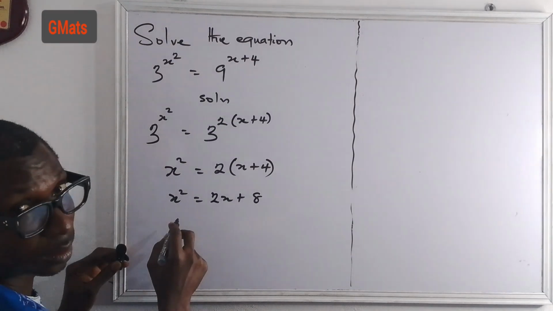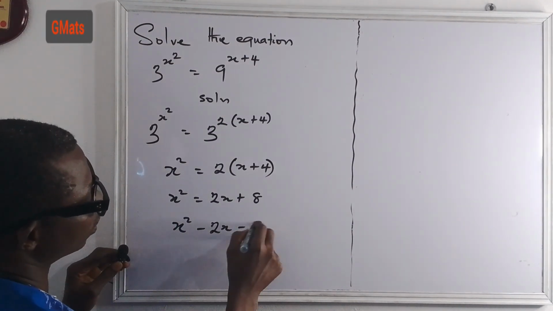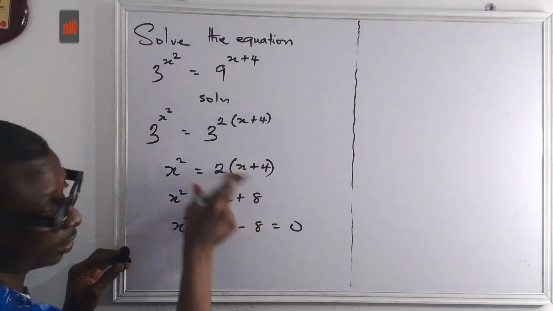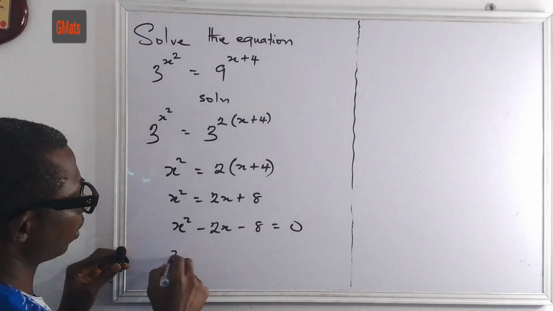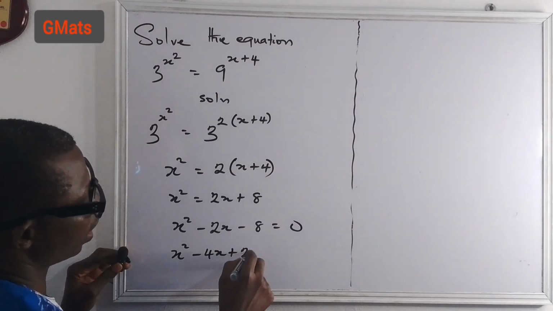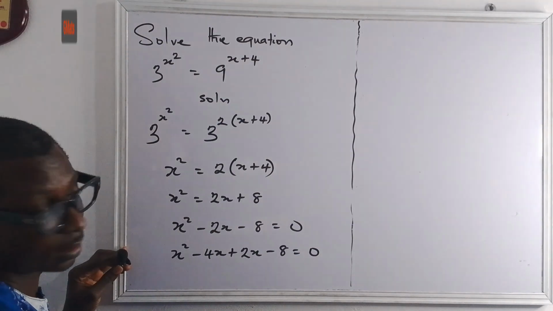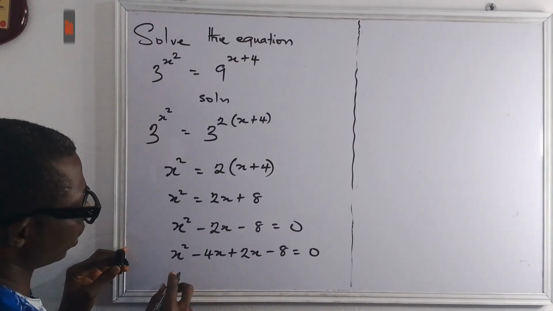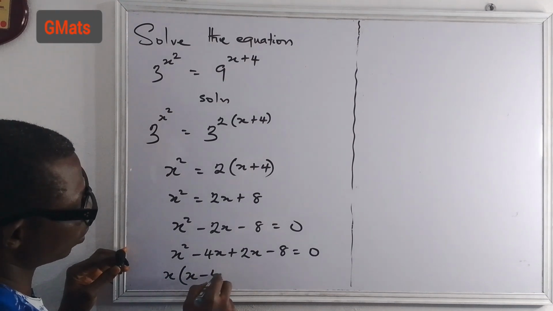Okay, so now this turns to x squared minus 2x minus 8 equals 0 when you move this to this side. All right, now we solve this. So we have x squared minus 4x plus 2x minus 8 equals 0. All right, so now what is the common factor here? We have x times x minus 4.